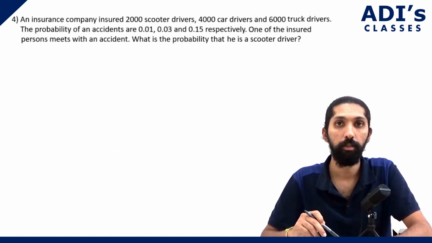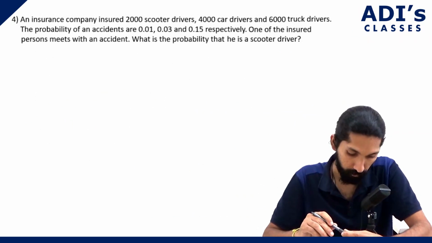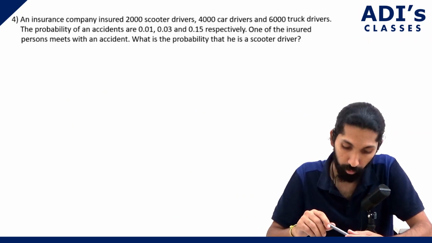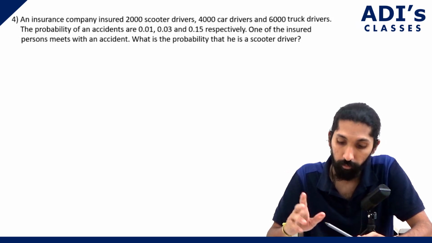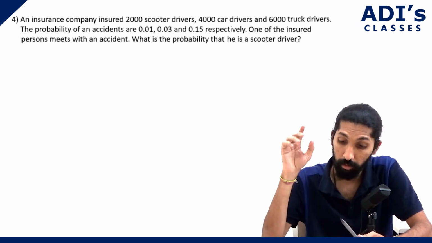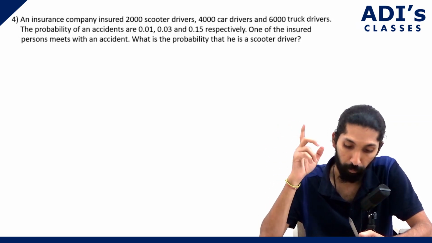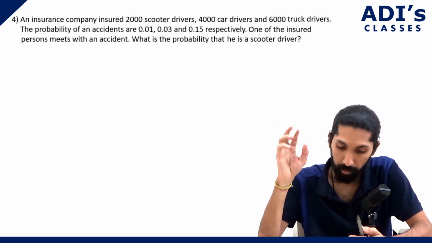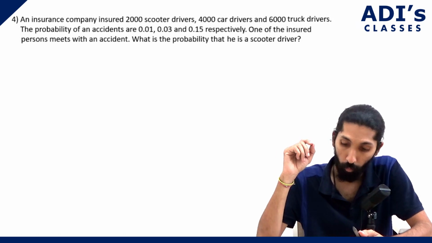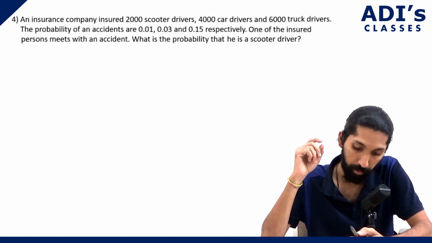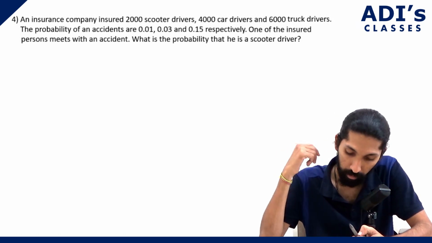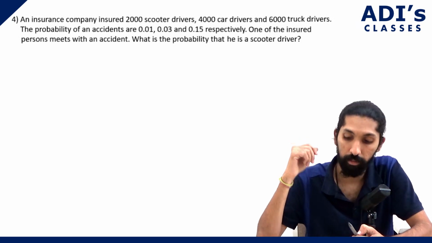Let's do the next one. Look at the fourth one. An insurance company insured 2,000 scooter drivers, 4,000 car drivers, 6,000 truck drivers. The probabilities of an accident are 0.01, 0.03, 0.15 respectively. One of the insured persons meets with an accident. What is the probability that he is a scooter driver?